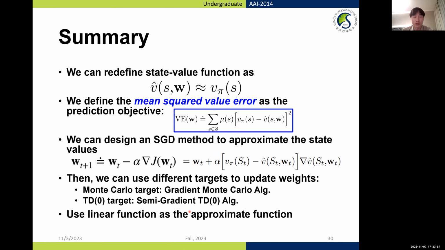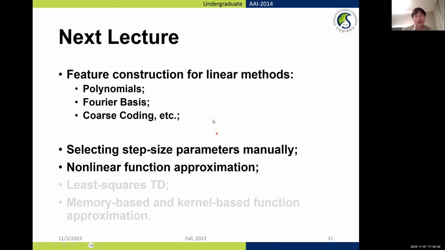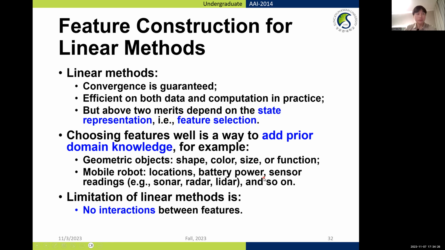Now we are moving to the new content. The question is how we can construct the features for linear methods. Actually, there are several methods: polynomials, Fourier basis, or coarse coding. We are also going to learn how we can select the step size manually. Eventually, we will reach nonlinear function approximation. The first thing is feature construction for linear methods.